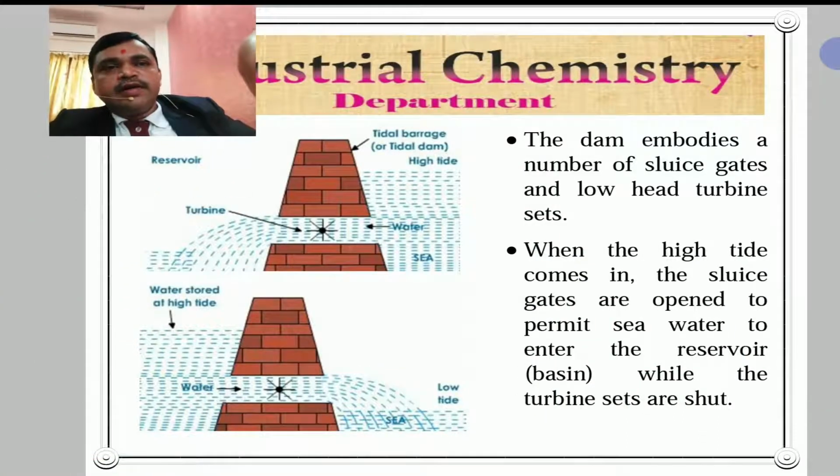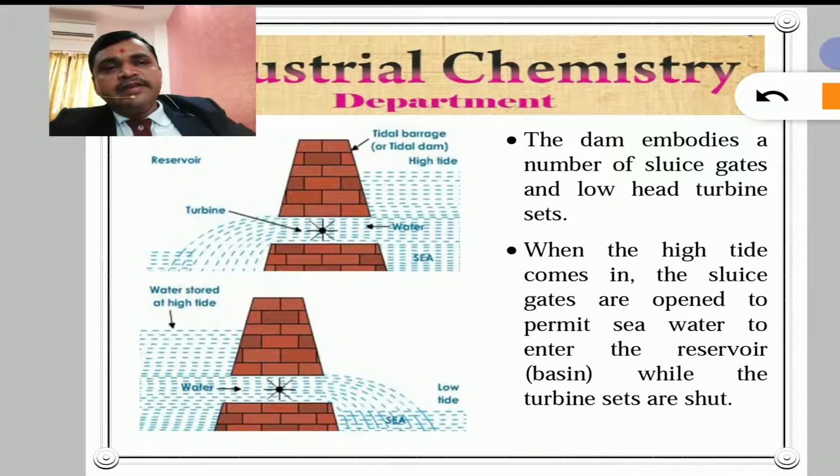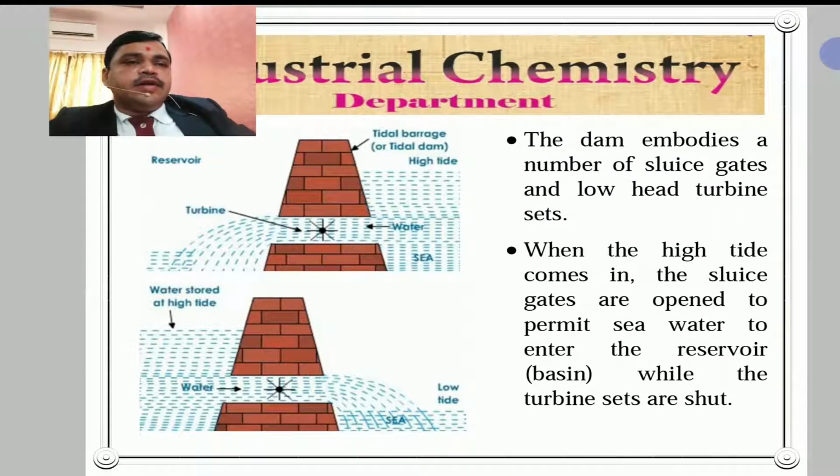This is also a diagram for the single basin tidal energy conversion plant. The dam embodies a number of sluice gates and a low head turbine set. In this figure, we show the turbines here and here. When the high tide comes, the sluice gates are open to permit seawater to enter the basin, while the turbine sets are shut.